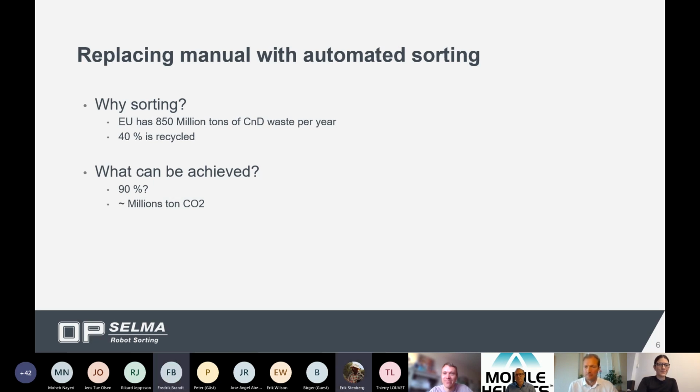Okay. So basically, why do you want to sort is the big question. And Erik has been touching on this. In the EU, there are 850 million tons of C&D, which is construction and demolition waste, per year, and only 40% of this material is recycled. So the EU has a big initiative of reaching a higher recycling goal. The reason for this is to get a better use of resources and reduce the CO2. So we want to go from 40 to 90% recycling with automation.